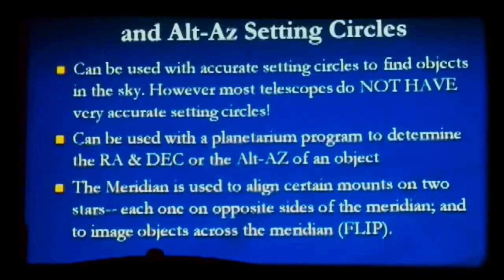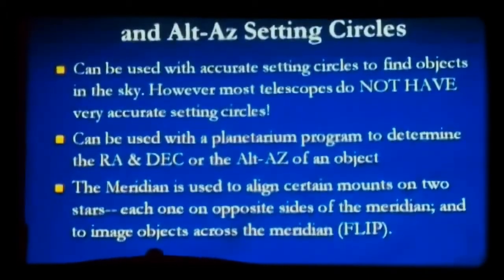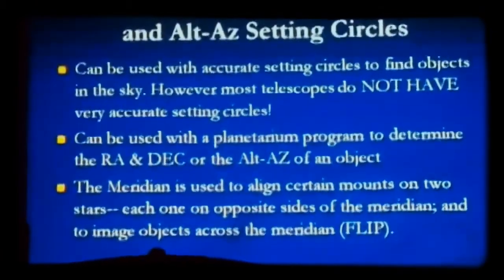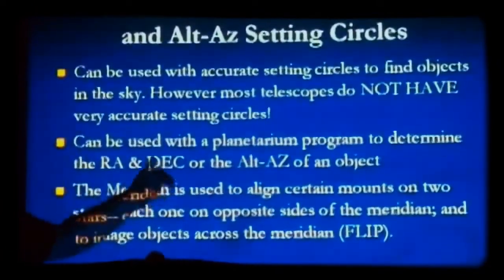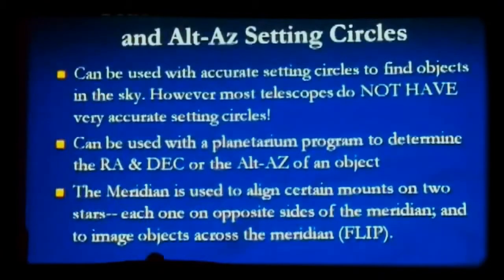All right, so practical uses for right ascension and declination, and alt-az setting circles. They can be used with accurate setting circles to find objects in the sky. We're talking about right ascension and declination, or altitude and azimuth. However, most telescopes do not have very accurate setting circles. I have 2 equatorial mounts at home, and they have right ascension and declination manual setting circles on them. I don't know that I could find anything with them. They're so tiny and the resolution is so small. Does everybody know what I mean by resolution of a dial? I'll tell you what resolution is.